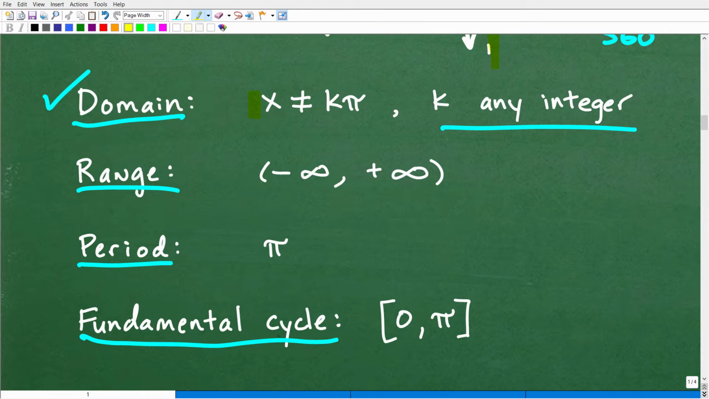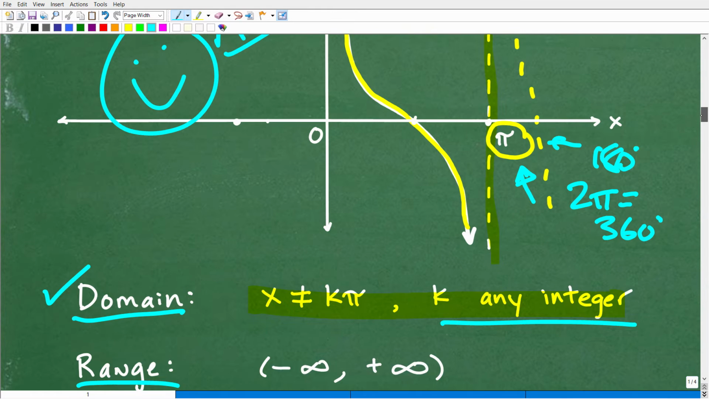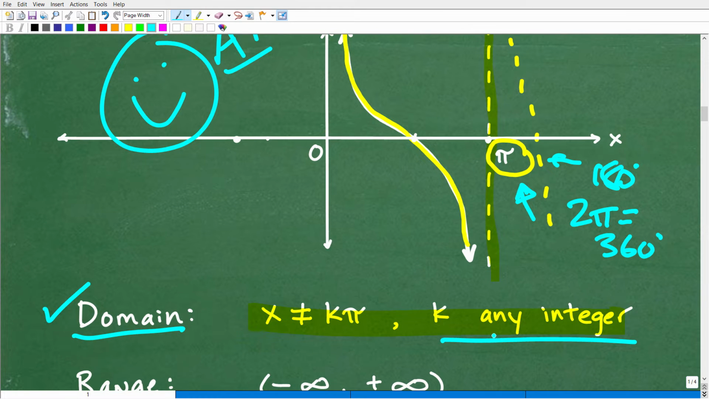What does all this crazy stuff mean right here? Well, effectively, we're talking about the period, right? If k is any integer, let's let k equal 1. 1 is an integer, so 1 times pi is pi. x cannot be equal to pi. So this is the x-axis. Why? Because these are the asymptotes. There are other reasons for it, because when you look at the definition of the trigonometric ratio of cotangent, you can see that it is undefined. So that's why we have to express the domain this way.